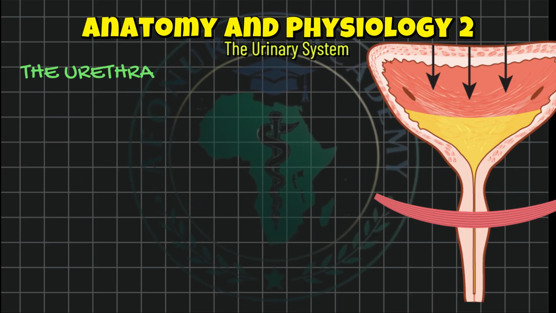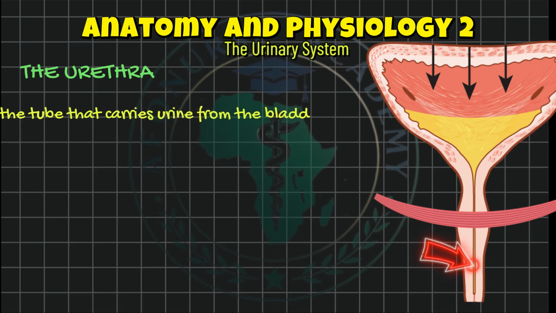Finally, we have the urethra, which is the tube that carries urine from the bladder to the outside of the body. Now, the urethra is quite different in males and females, and this difference has important clinical implications, especially when we're talking about urinary tract infections.